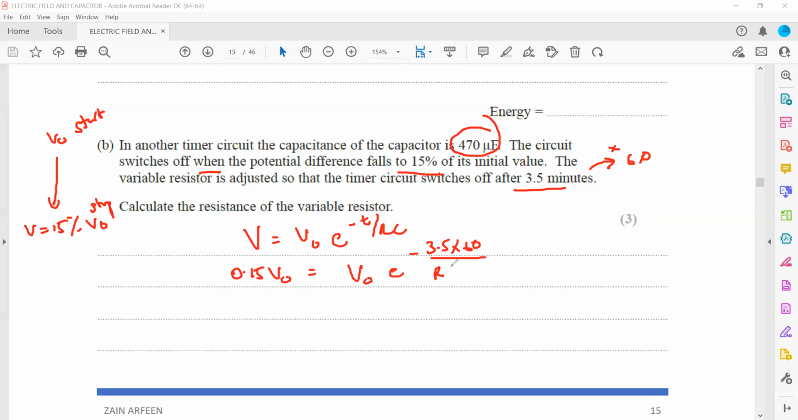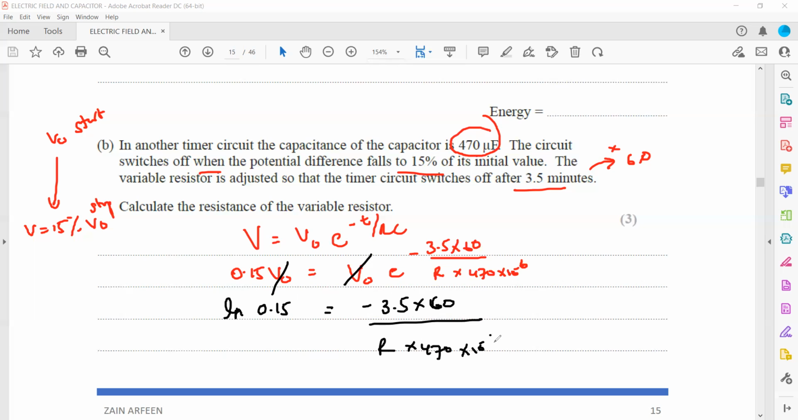the resistance, and C is the capacitance, which is 470 microfarad. Micro means 10 to the power minus 6. V naught will cancel with V naught. We'll take ln on both sides. So ln 0.15 is equal to, when we take ln here, it will cancel with e. So we are left with minus 3.5 into 60 divided by R into 470 into 10 to the power minus 6.